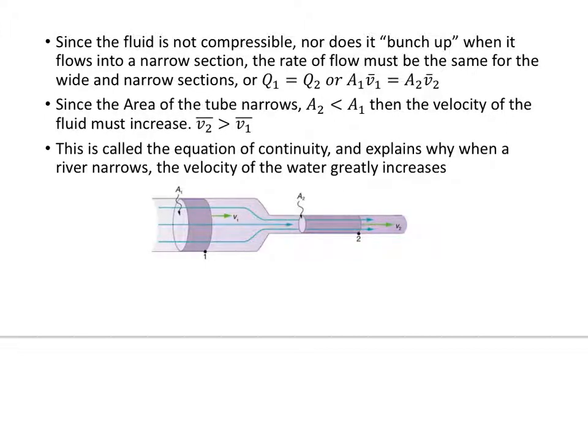So that means that as the tube narrows, since A2 here is less than A1, then the velocity of the fluid must increase. So V2 must be greater than V1. This is called the equation of continuity, and explains why when rivers narrow, the velocity of the water increases. So as the fluid goes from this fat end to the thin end here, the velocity of the fluid is going to increase.